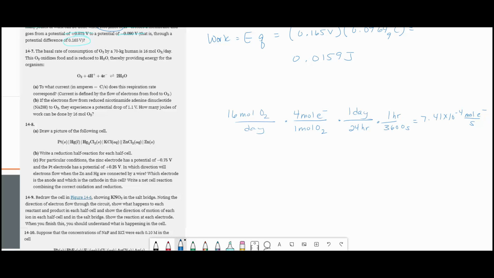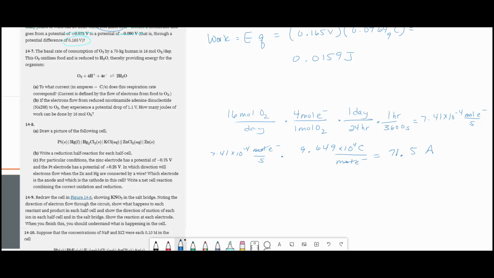Current is coulombs per second. We have moles per second. So we need to take this 7.41 times 10 to the negative 4 moles of electrons per second, and we're going to multiply that by our Faraday, 9.649 times 10 to the 4th coulombs per mole of electrons. So our moles of electrons cancel out. We're left with coulombs per second, and I get 71.5 coulombs per second, or amps.